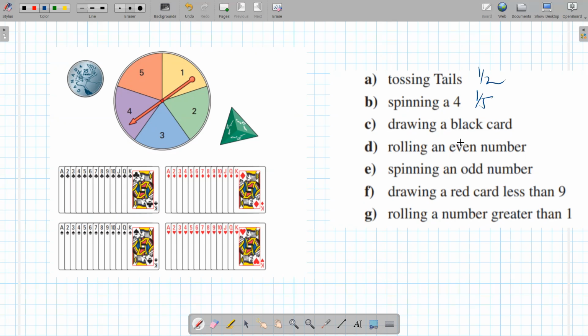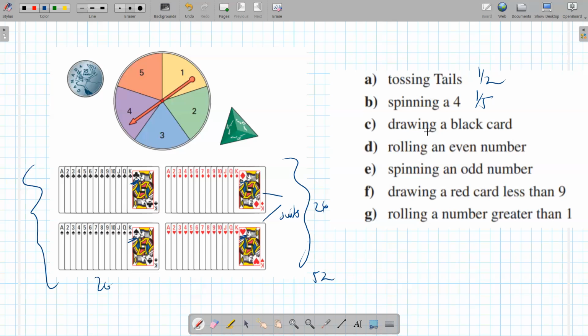Now, cards are a big thing in probability. In a deck of cards, there are 52 in total. Half of them are black, half of them are red. These are called suits. So you have diamonds, hearts, spades, and clubs. But in total, there's 52. Half of them are black, so 26 is black and 26 is red.